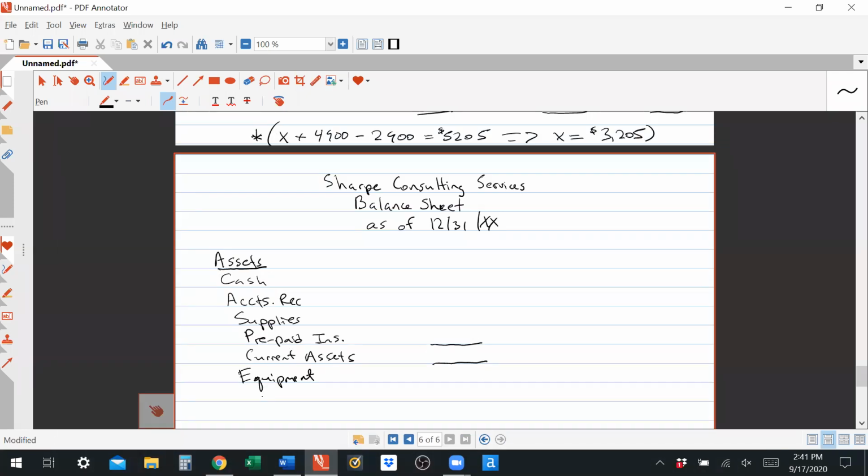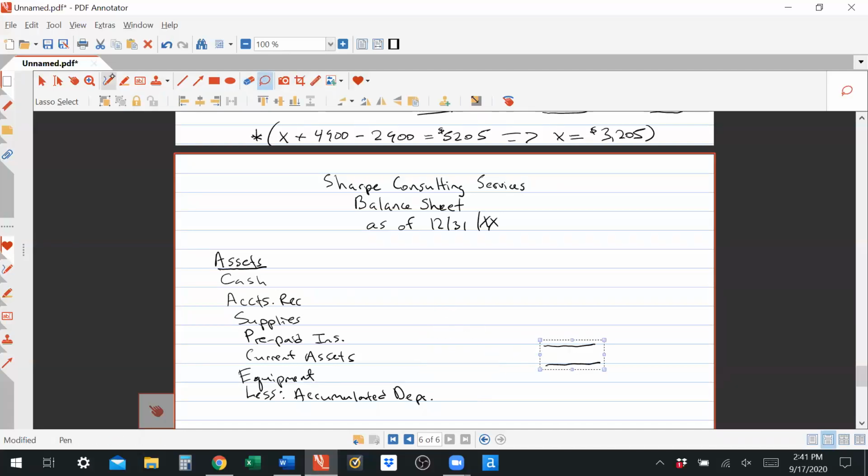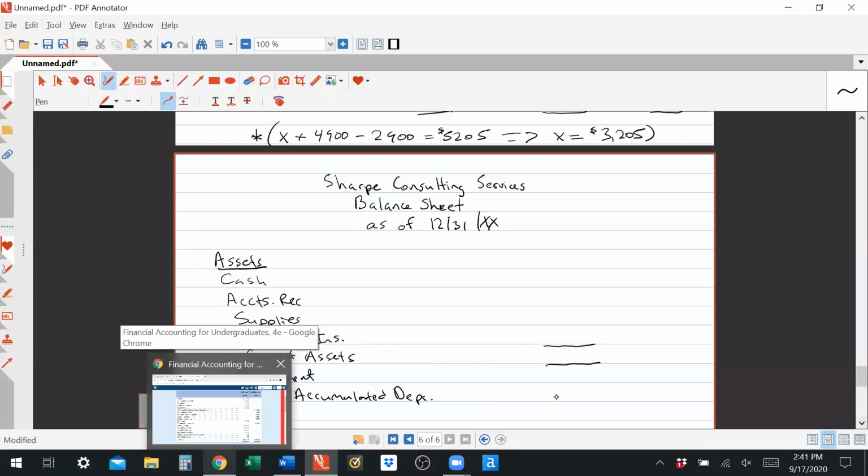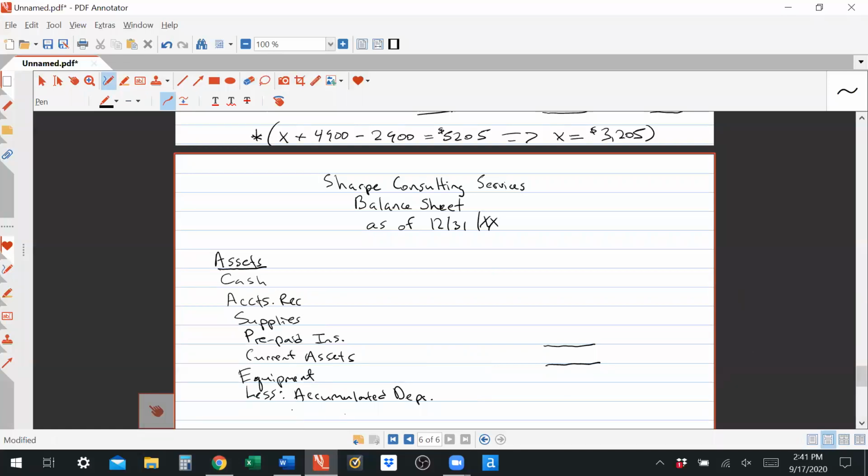and then we have to put underneath it less the balance in the accumulated depreciation account, because that's a contra account to the equipment. Or I don't have to, I can just say less accumulated depreciation. Probably want to move these over a little bit. Need more room here. And then the equipment minus the accumulated depreciation is called the net equipment.